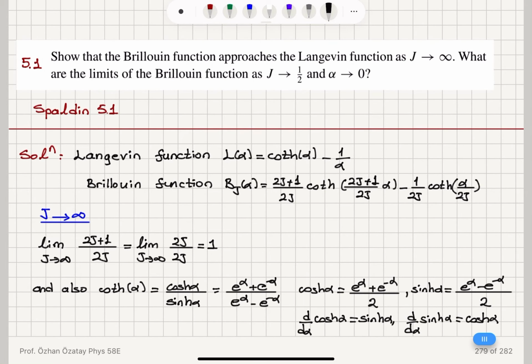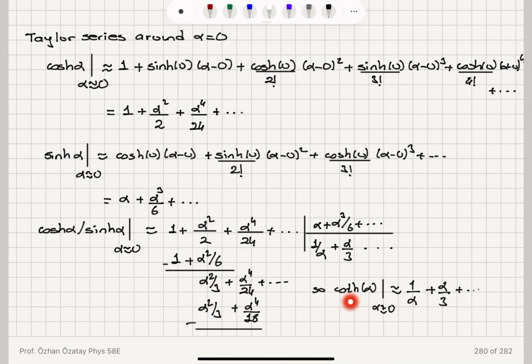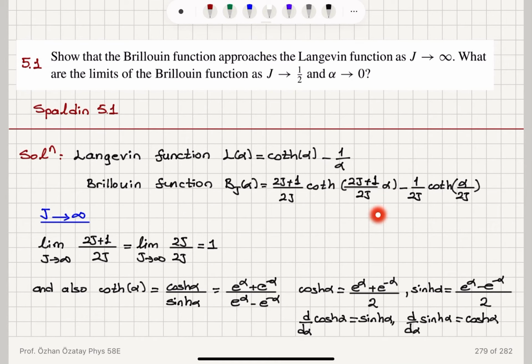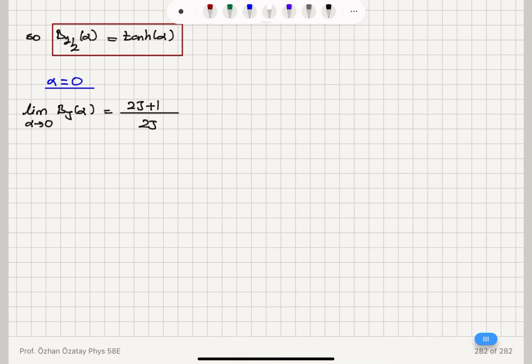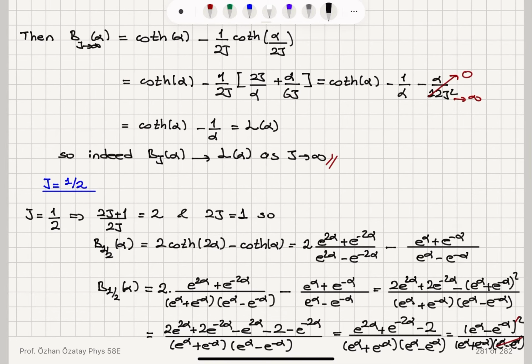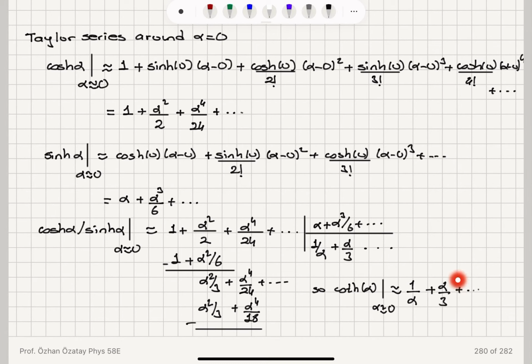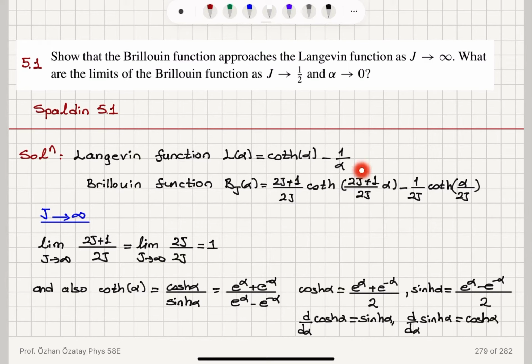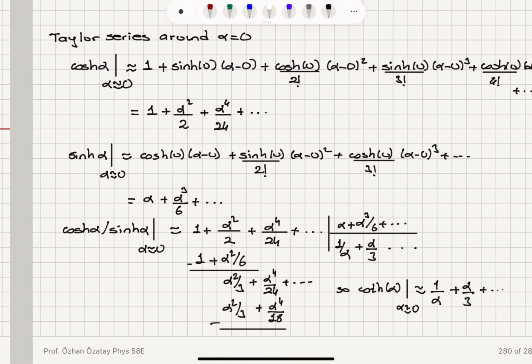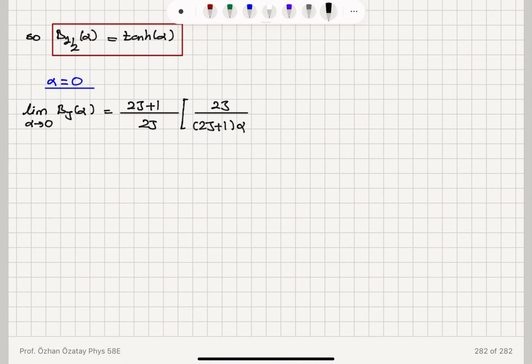Now this term is approaching 0, so that means I'm working with the limit of cotangent hyperbolic alpha as alpha approaches 0. So first I obtain 1 over alpha, so that means (2j over (2j plus 1)) times 1 over alpha. So that's the first term. And the second term here is alpha over 3, which corresponds to (2j plus 1) alpha over 6j. So that's the second term.